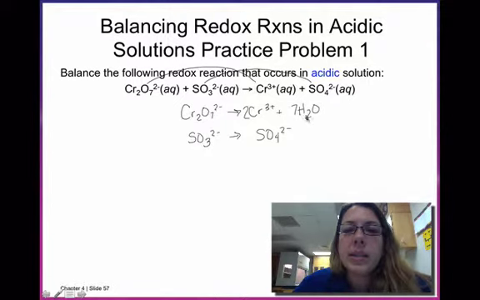Then the third step is to balance your hydrogens using the hydrogen ion. So I have 7 times 2 is 14 hydrogens on this side. So I've got to add my 14 hydrogens over here.